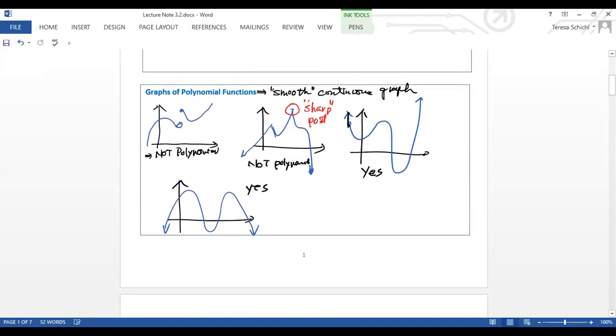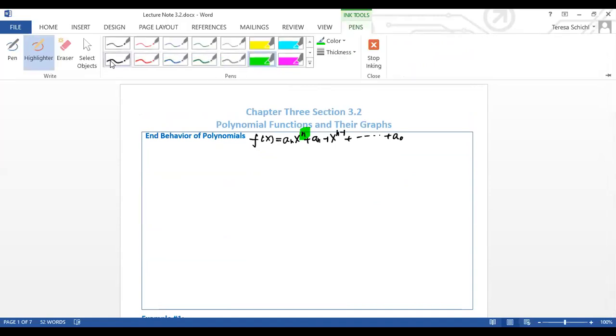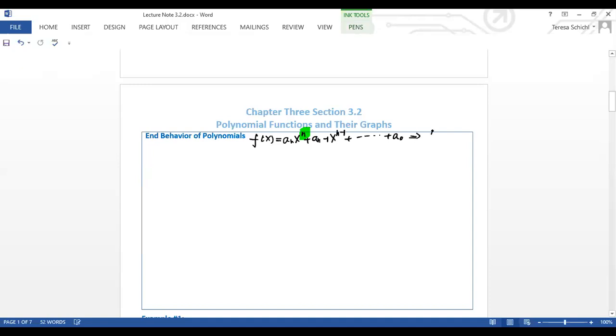So when x approaches infinity, whether the graph is going up or going down, that's what I call end behavior. Let's look at this f of x, which is a_n x to the n plus a_(n-1) x to the n minus 1, plus and so on, down to a zero. We know n is the degree, so this is a polynomial with degree n.